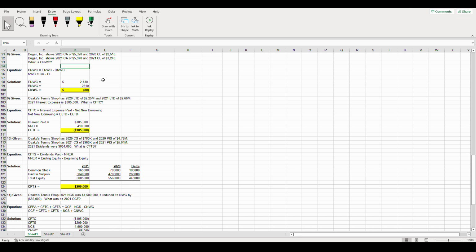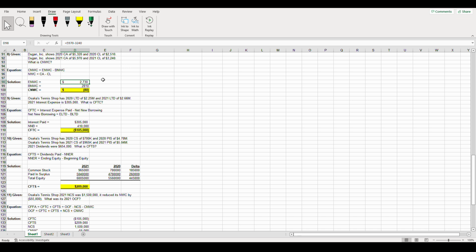We know that change in net working capital is ending minus beginning. And the way we calculate net working capital is current assets minus current liabilities. So very, very important formulas here. So I just take the 2021 numbers, subtract out the 2020 numbers, and that will give me my delta, or change in net working capital.